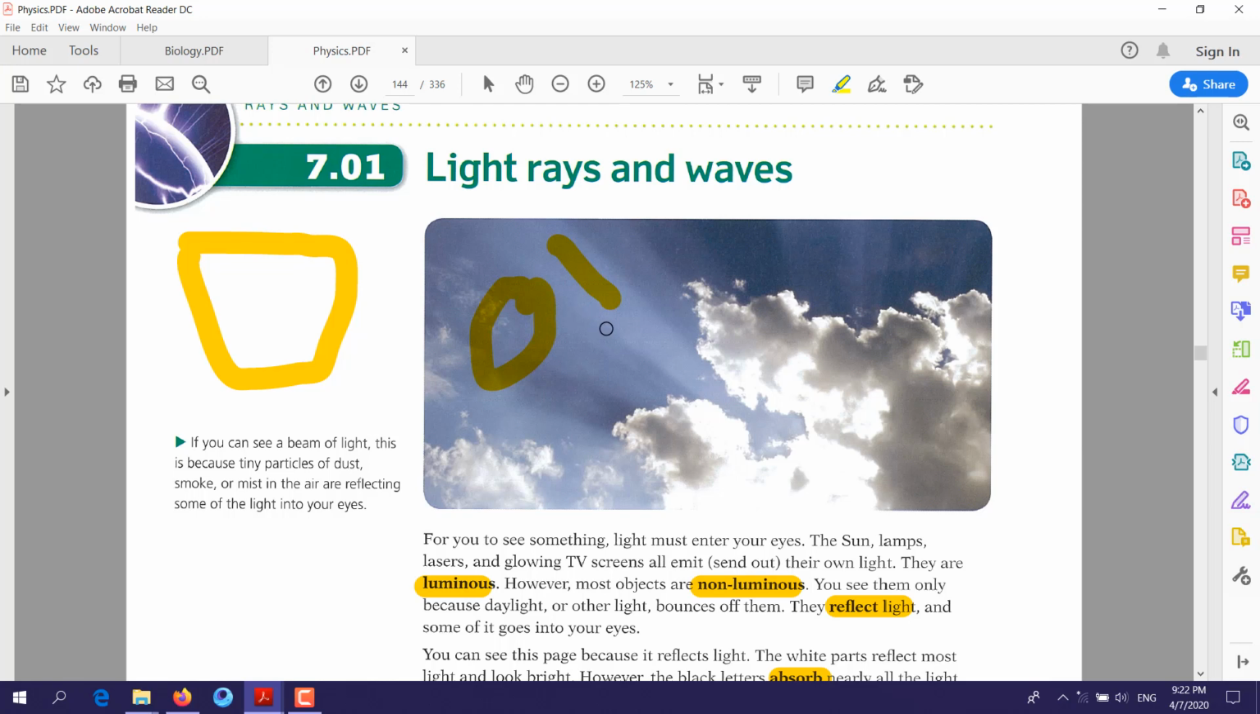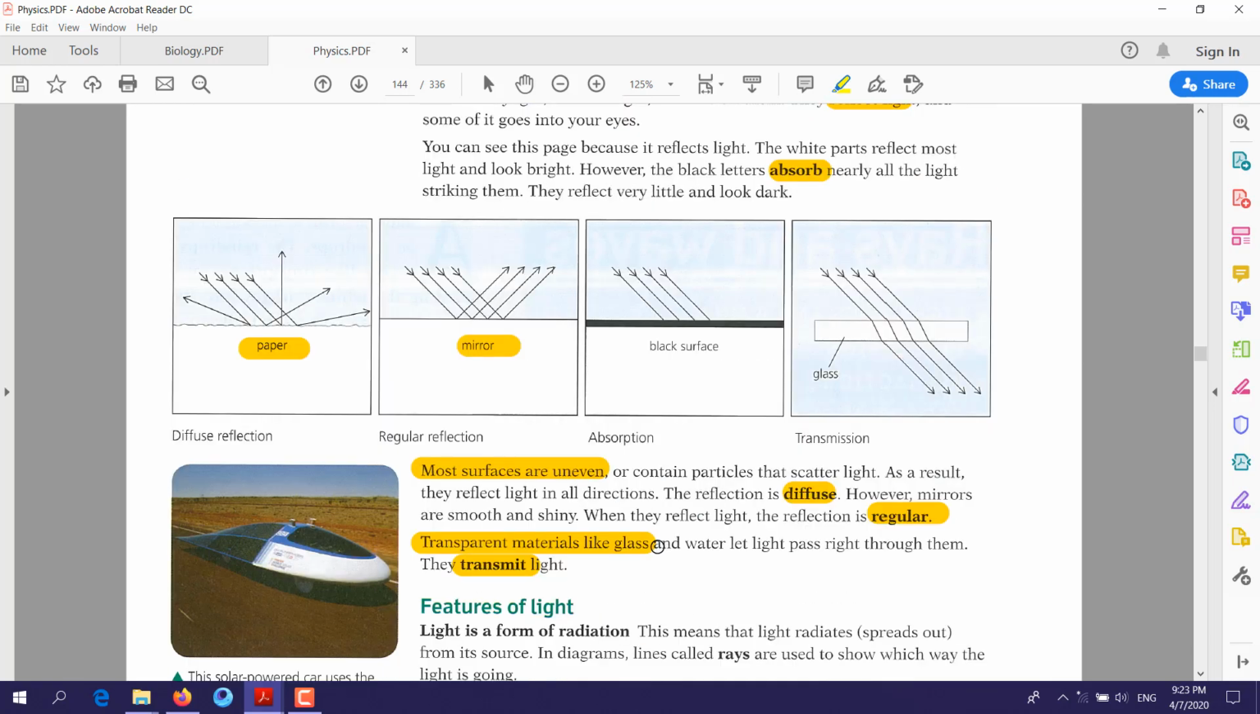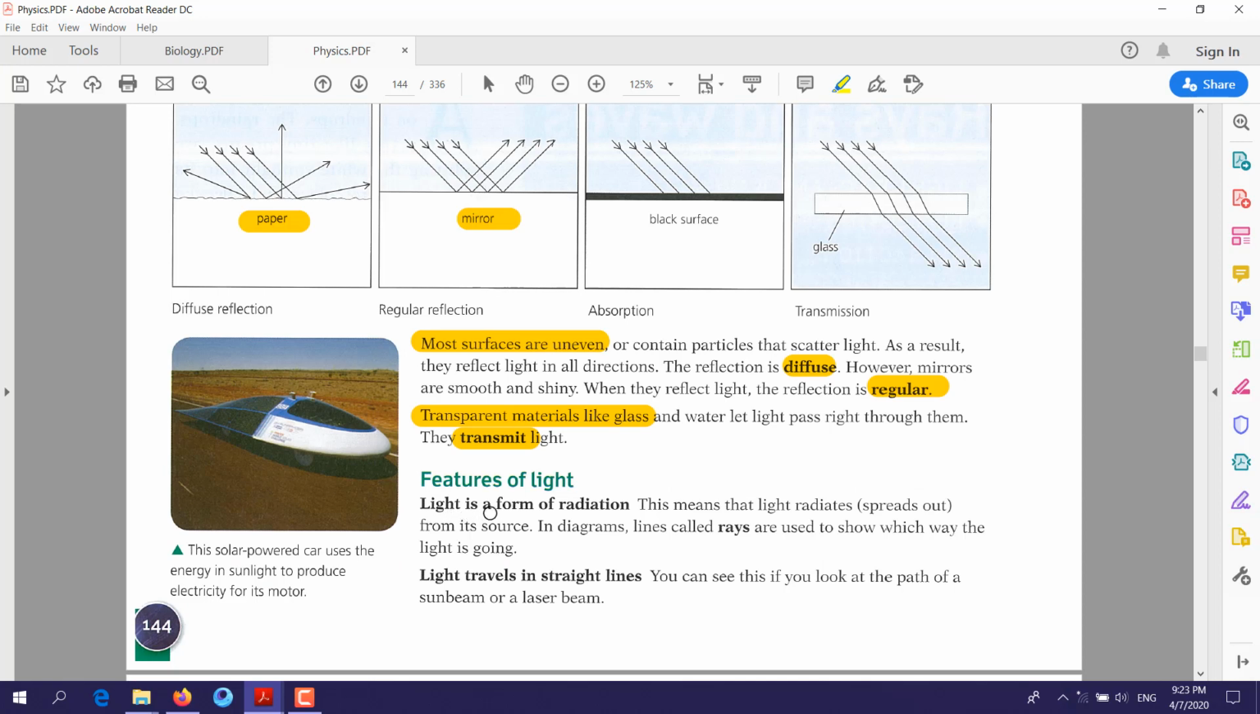But this light comes from where? It comes from a source, which is the sun. The sun sends the light as rays. So this is the first one. Light is a form of radiation. It radiates from a source of light. Then, light travels in straight lines.